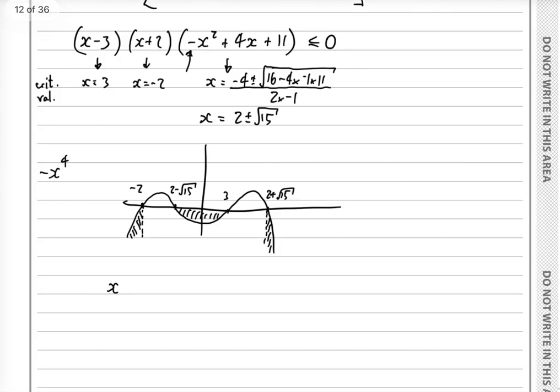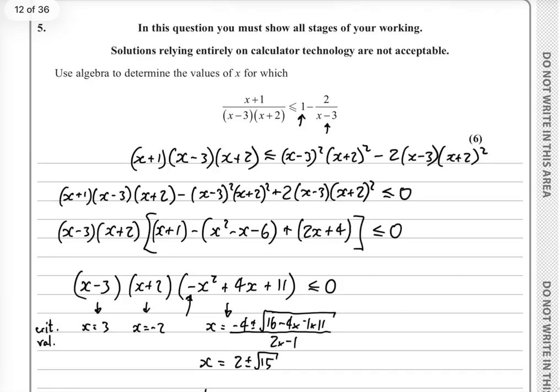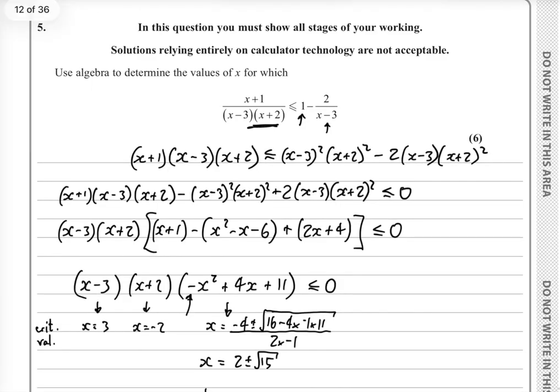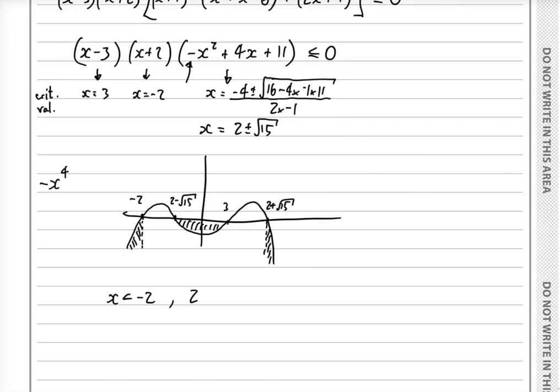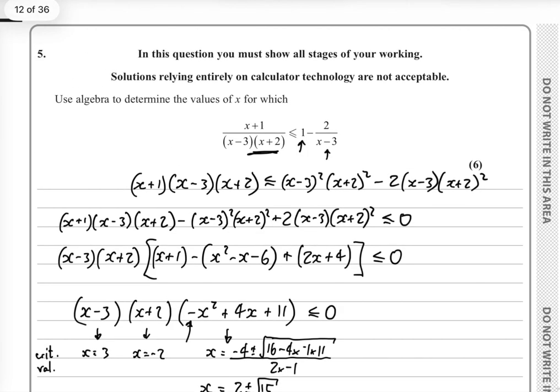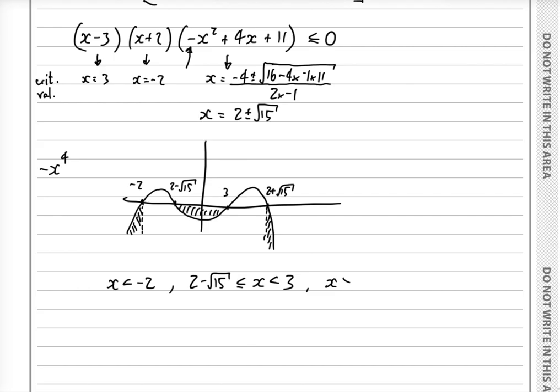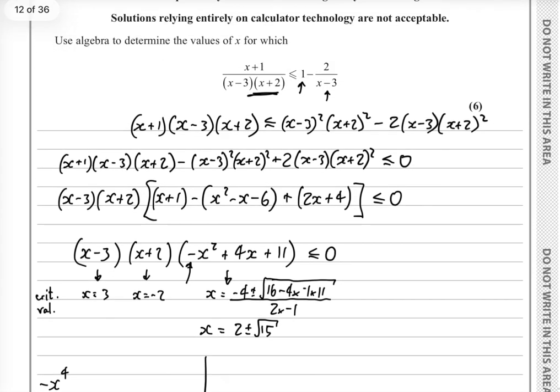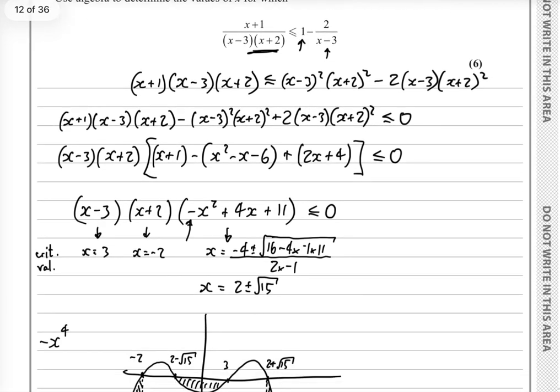So when x is less than but not equal to -2, because like I said with the original, x can't equal -2. And then between 2 minus root 15 and 3, where it can equal the one on the left, but it can't equal 3 for the same reason. And then x greater than or equal to 2 plus root 15. So here are the final solutions for that question. That wasn't too bad for 6 marks.